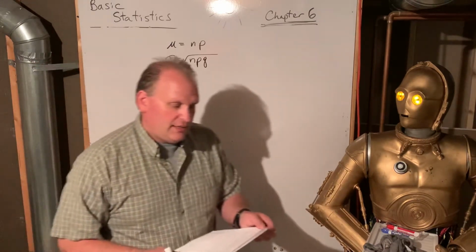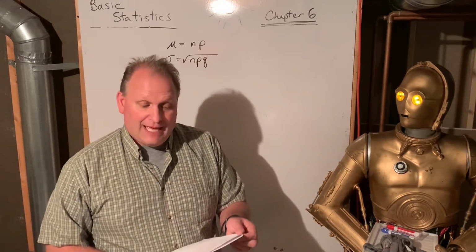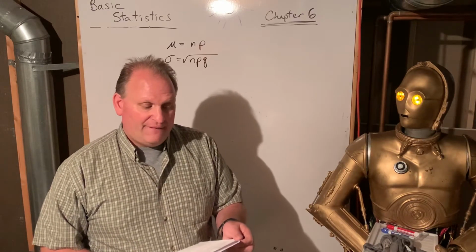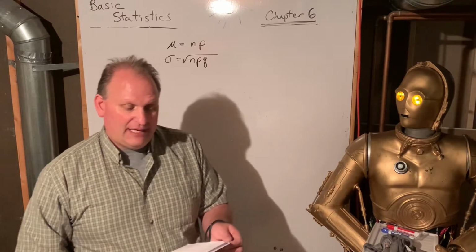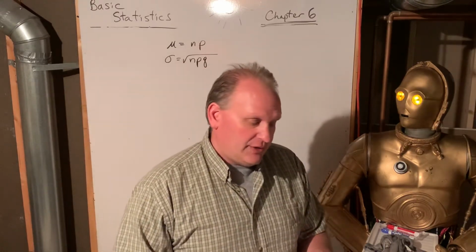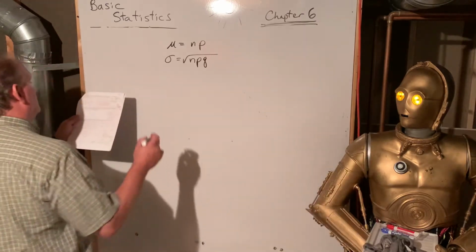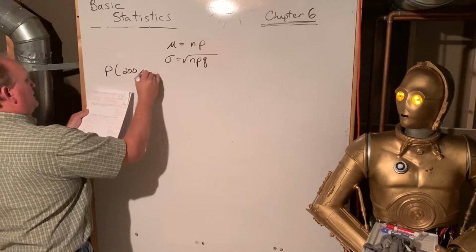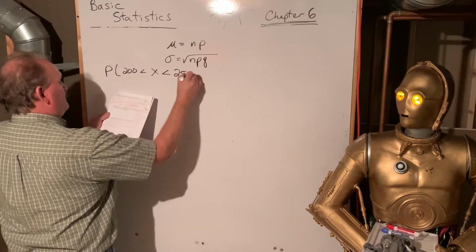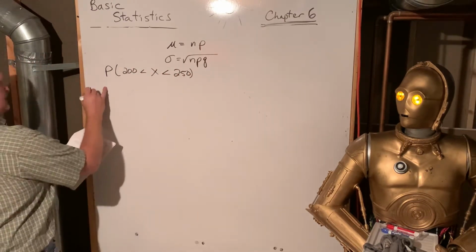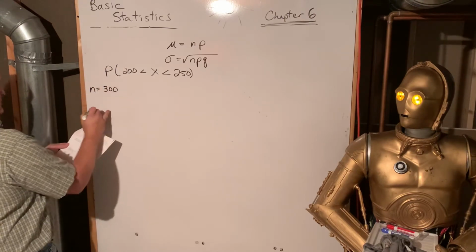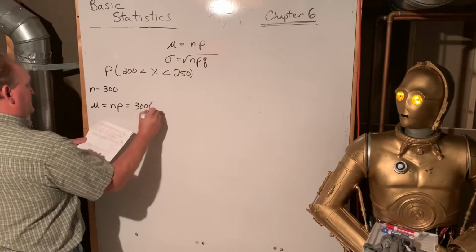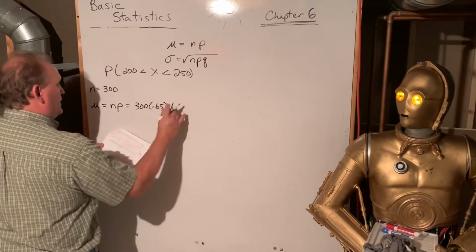Suppose a weighted coin comes up heads 65% of the time. If it's flipped 300 times, find the probability the number of heads is between 200 and 250. Okay, so let's do that. We want to know the probability x is between 200 and 250. They gave us n is equal to 300. We would find mu by taking n times p. That's 300 times 0.65. That's 195.